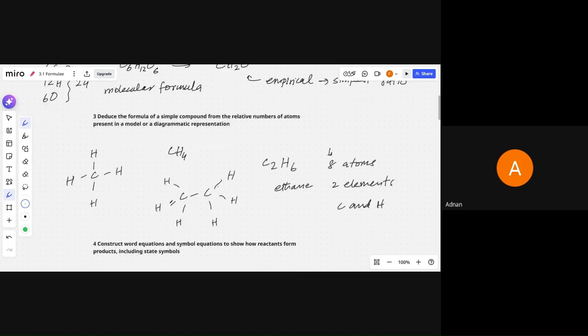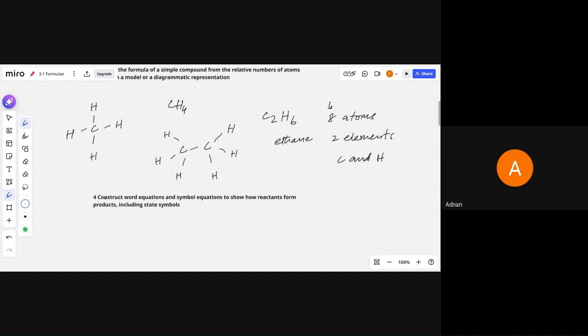So now topic number 4, subtopic 4.3.1, formulae. Subtopic 4 is construct word equations and symbol equations to show how reactants form products, including state symbols. So let us talk about the state symbols first. We have S for solid. If any reactant or product exists as a solid at room temperature, we will write S in parentheses at the bottom right.